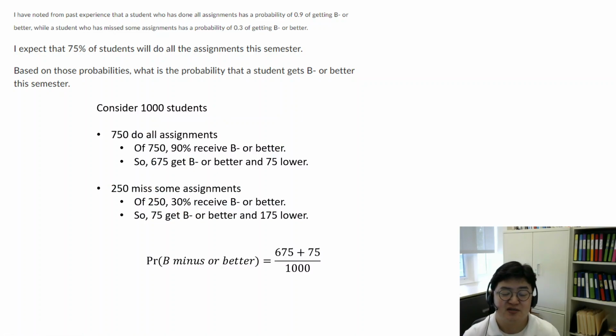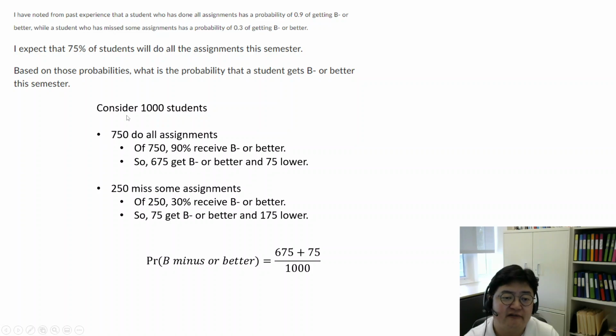1,000 students again. Suppose that 1,000 students take this course, and then I expect 75% of them are going to do all the quizzes, right? Try all the quizzes and use up the attempts. The maximum attempt is 10 times. So I expect 75% of students use all the attempts so to get the best outcome. That means out of 1,000, 750 will do all quizzes, do all assignments, and the other 250 will miss something.